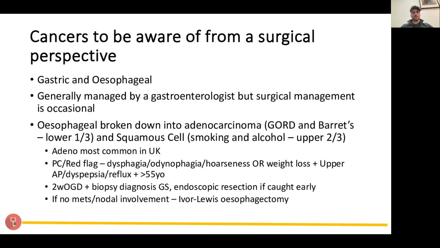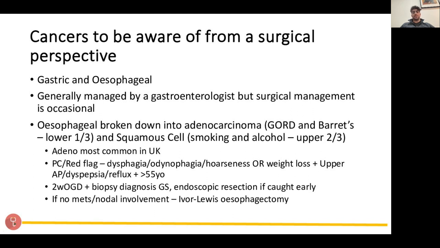The way I thought of it is that you smoke and you drink from the mouth, and so it affects the upper region, and when there's reflux, or any GERD or Barrett's, it comes from the stomach up into the esophagus, and that hits the lower one third. That's how I remembered it. I hope it helps. Adenocarcinoma is more common in the UK, but squamous cell carcinomas are more common worldwide, at least.